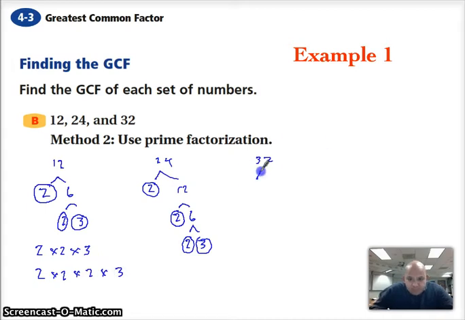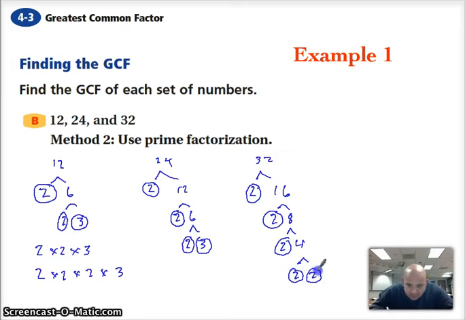And for 32, we'll do 2 times 16. That's a prime number. I'm going to do 2 times 8. 2 is a prime number. This is 2 times 4, prime number. And this is 2 times 2. So all prime numbers here. So here we go: 2 times 2 times 2 times 2 times 2. We've got how many 2s? We've got 5 2s.